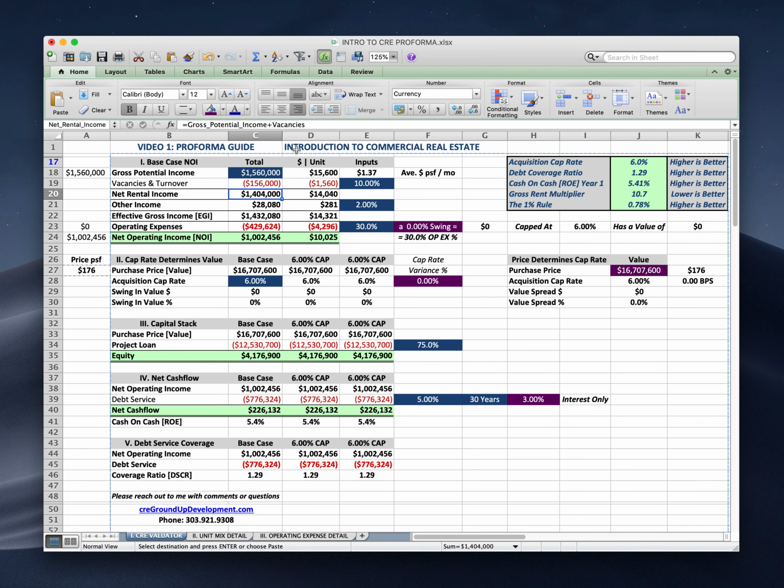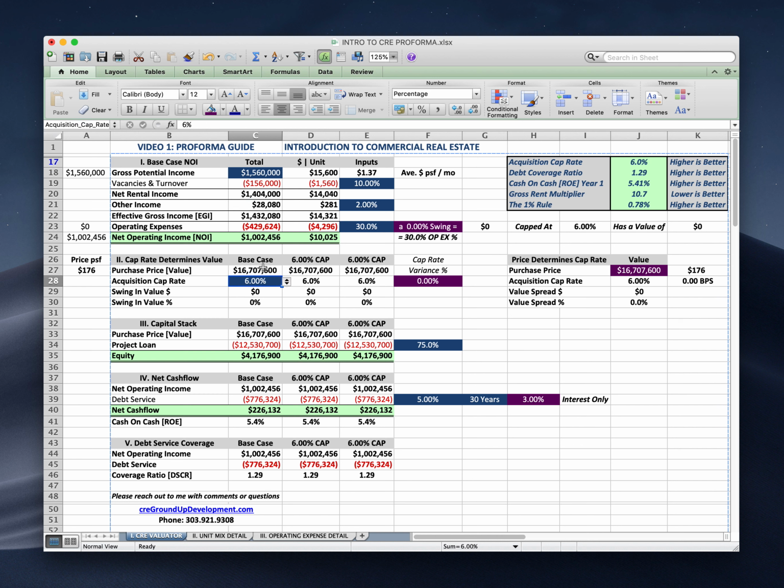So in other words, if I put my cursor on row C20, you can see that that is a named cell that's called net rental income. And up here, instead of a formula that says add C18 to C19, what you're seeing is that the way you get to net rental income is adding gross potential income and the vacancies. And the vacancies is added because it's a negative number.